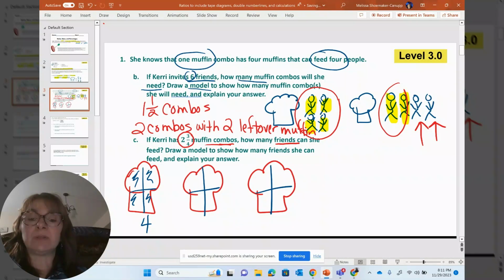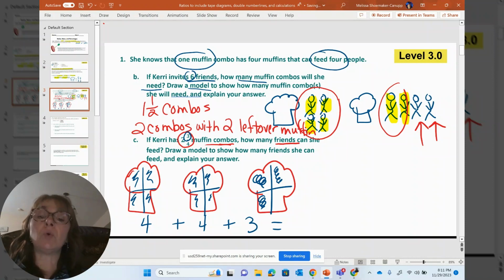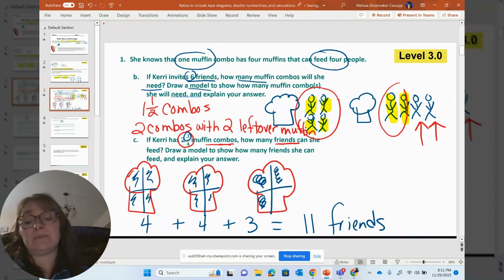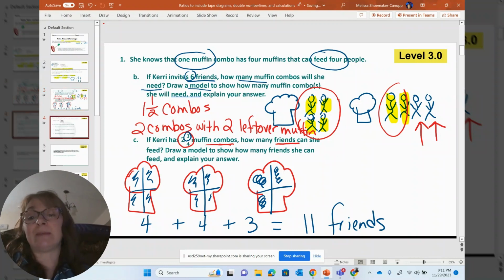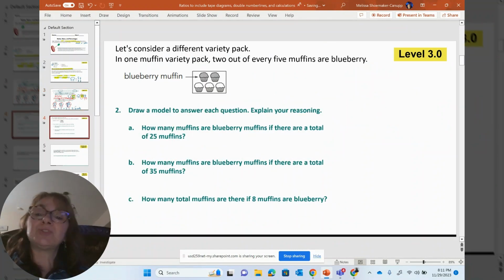I have this one, this one, this one, this one. That's 4 more friends. Okay. Now on this last one, we only have 3 of the 4. So I have this muffin, and this muffin. I do not have the other muffin. So that's only 3. So how many friends total is this? 11 friends. Now, if you have a different idea for your picture, you don't have to make it exactly like mine. Let's try another one.